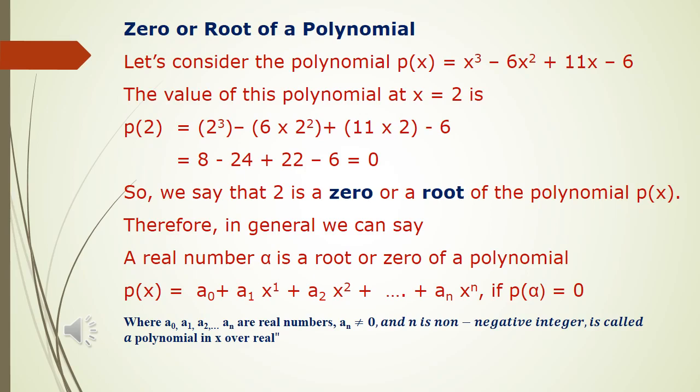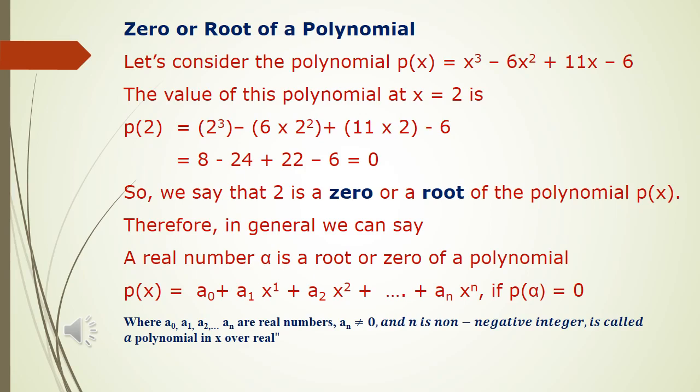2 cube is equal to 8. 2 square is equal to 4, that multiplied with 6, the result is 24. 11 multiplied by 2, result is 22, minus 6. So 8 minus 24 plus 22 minus 6 is equal to 0. So we say that 2 is a 0 or a root of the polynomial p of x.